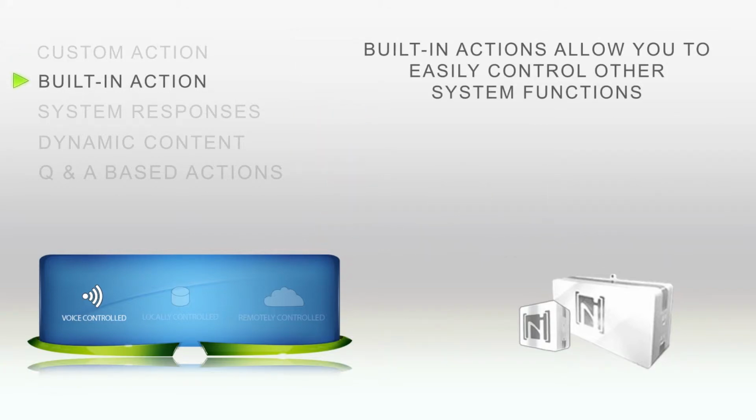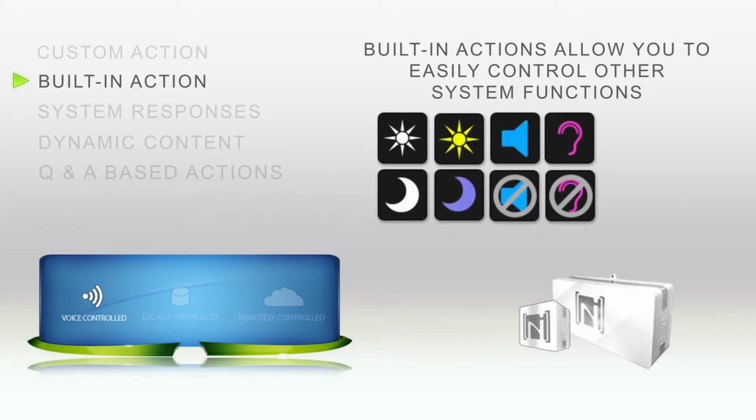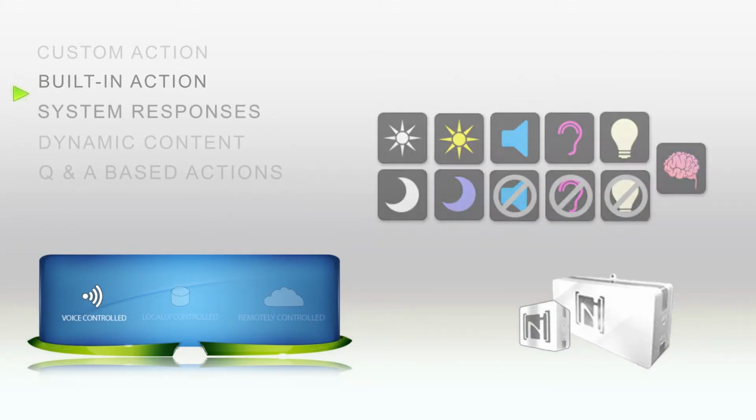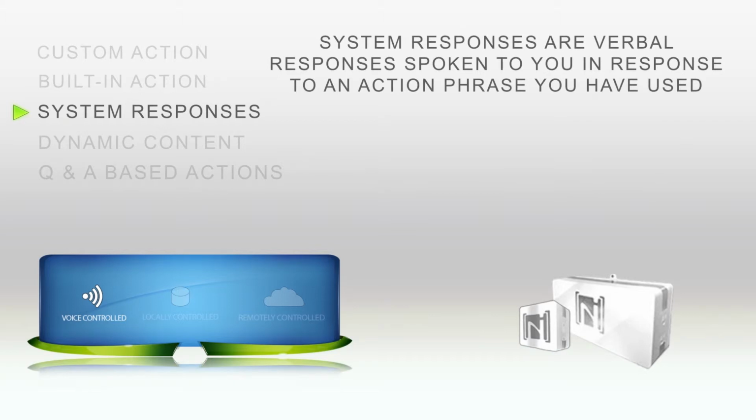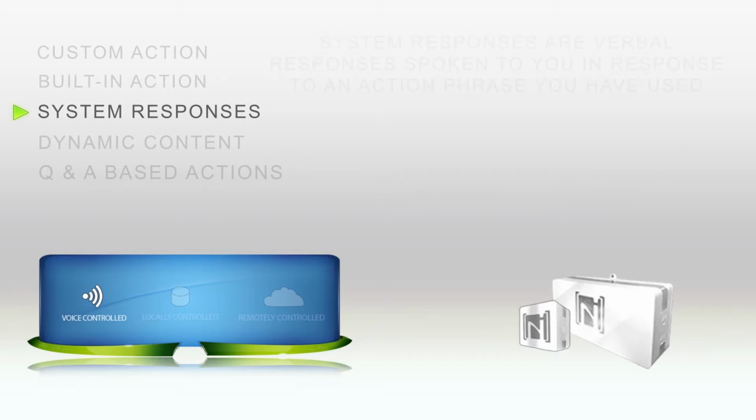Built-in actions allow you to easily control additional system functions. System responses are verbal responses spoken to you in response to an action phrase that you've used. Basically, you talk to the system.